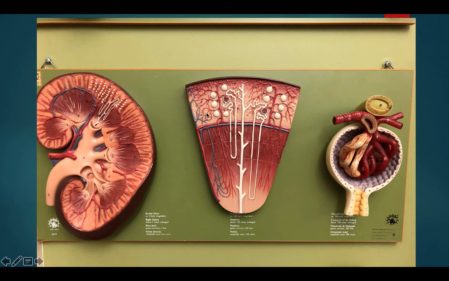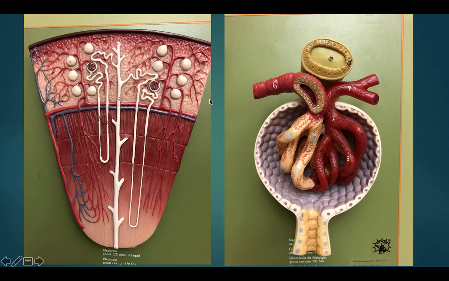We talk a little bit more about the paratubular capillaries and the vasa recta in lecture. I talked a little bit about them, so I'm not going to get into them here, but you can see here is the vasa recta, and then here are some of the paratubular capillaries.